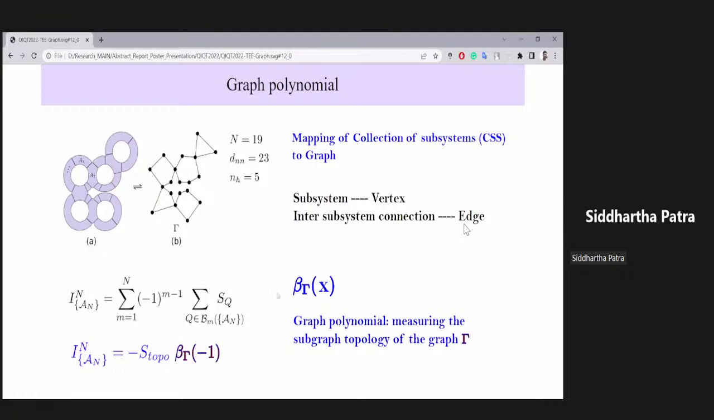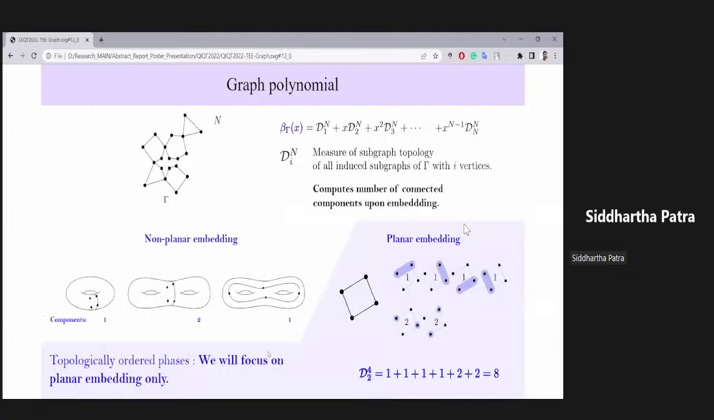Now, what is beta gamma? This is the important part. What is the graph polynomial? We'll describe this shortly. The graph polynomial is a special quantity for a particular graph gamma, where x is a variable. Let's say for a graph gamma with n vertices, the polynomial is defined like this, up to the n-1th order, so it is an n-1 order polynomial. Individual D_n,i captures the subgraph topology of all induced subgraphs of gamma with i vertices.